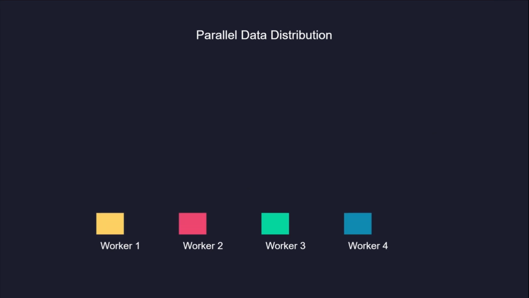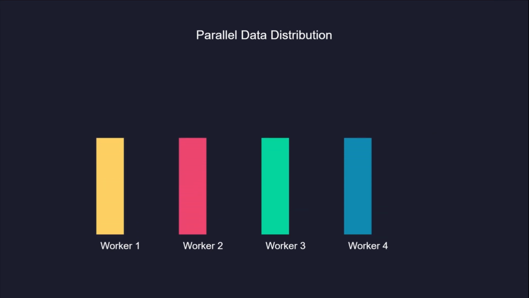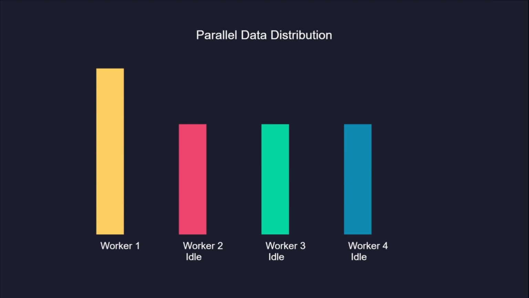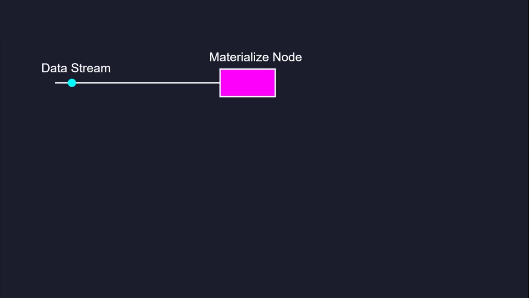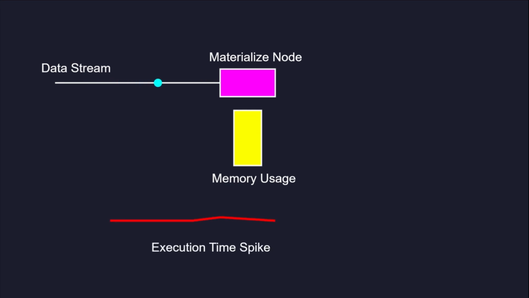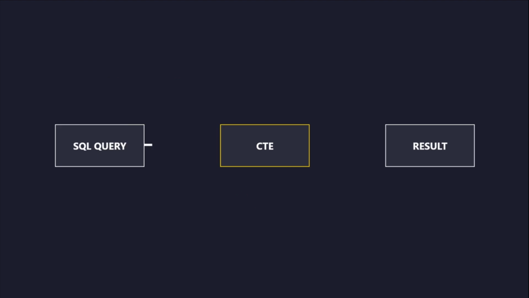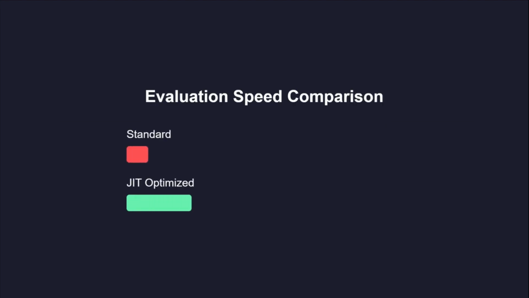Parallel plans launch background workers. Analyze shows if one worker is doing all the work while others remain idle, indicating poor data distribution. Materialized nodes store intermediate results to be read multiple times. This uses memory and can lead to unexpected execution time spikes in complex joins. In older versions, common table expressions acted as optimization fences. Modern databases can fold them, but materialization can still be forced with the materialized keyword.